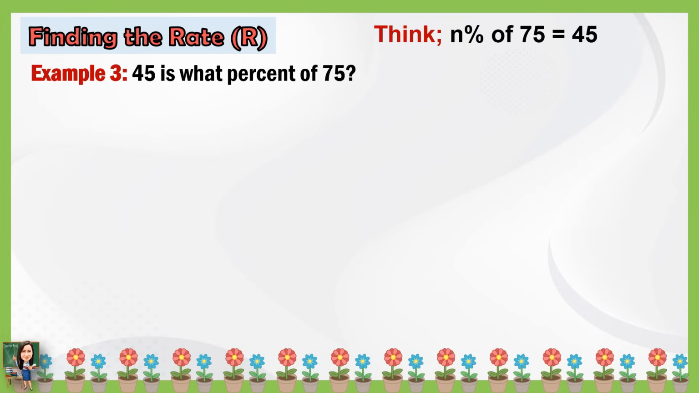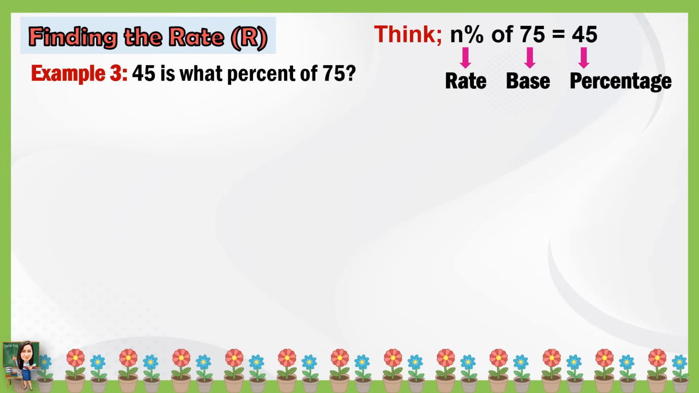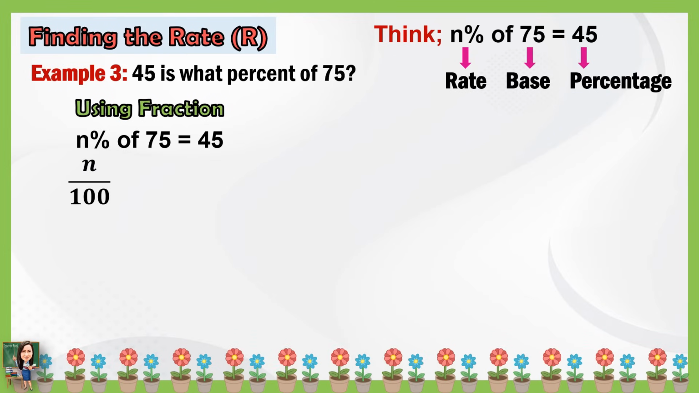Think: n% of 75 equals 45. N% is the rate, 75 is the base, and 45 is the percentage. Using fractions, n% of 75 equals 45. In fraction form, it is n over 100 times 75 equals 45.